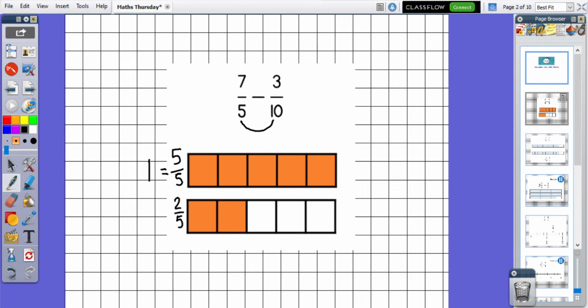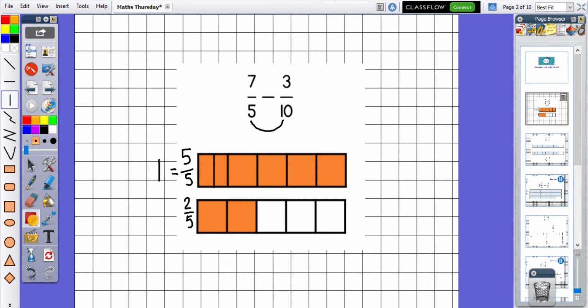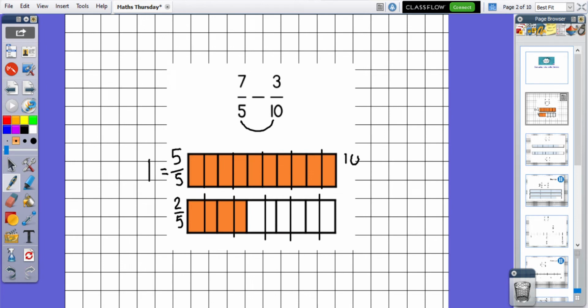So what I'm going to do is split my bars in half to make them into tenths. Okay, so you can see now instead of having fifths, I've got 1, 2, 3, 4, 5, 6, 7, 8, 9, 10. So I've got 10 in my bar now. I've got tenths. So instead of 7/5, I have got 1, 2, 3, 4, 5, 6, 7, 8, 9, 10, 11, 12, 13, 14. So I have 10 tenths in this bar and 4 tenths in this bar. So I've got 14 tenths altogether.